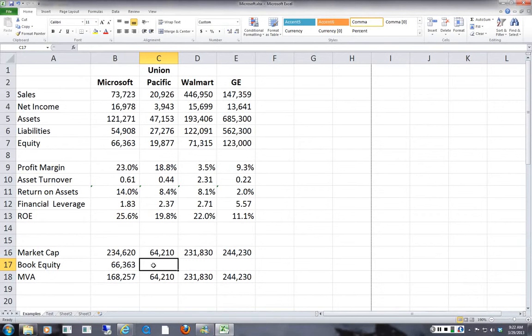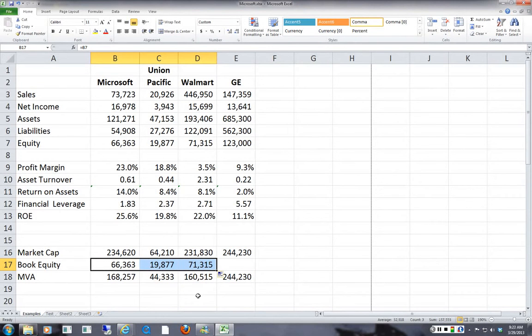Now, we look at Union Pacific. They are $64,210,000,000. Now, let's just see what their MVA is. You take that $19,877,000,000 and compare it with the $64,210,000,000, and you see Union Pacific Railroad has an MVA of $44,330,000,000.